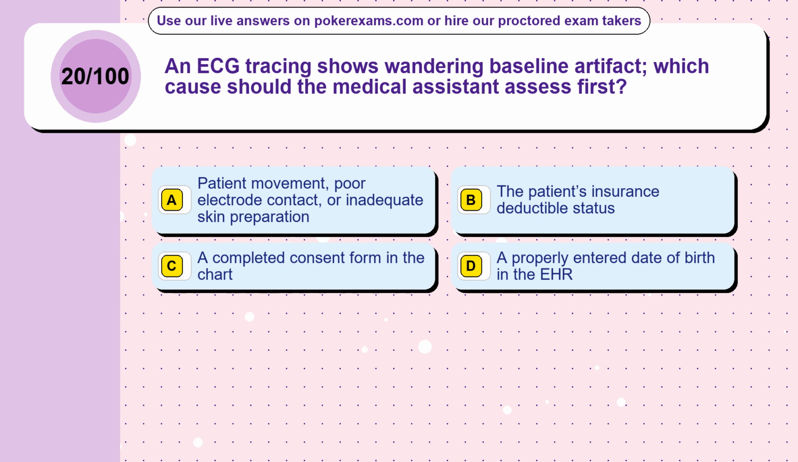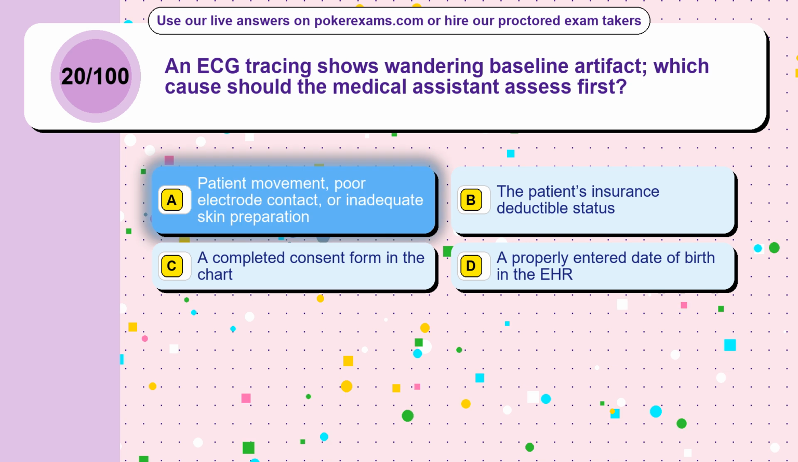Question 20. An ECG tracing shows wandering baseline artifact. Which cause should the medical assistant assess first? Option A. Patient movement, poor electrode contact, or inadequate skin preparation. Option B. The patient's insurance deductible status. Option C. A completed consent form in the chart. Option D. A properly entered date of birth. The correct answer is option A.